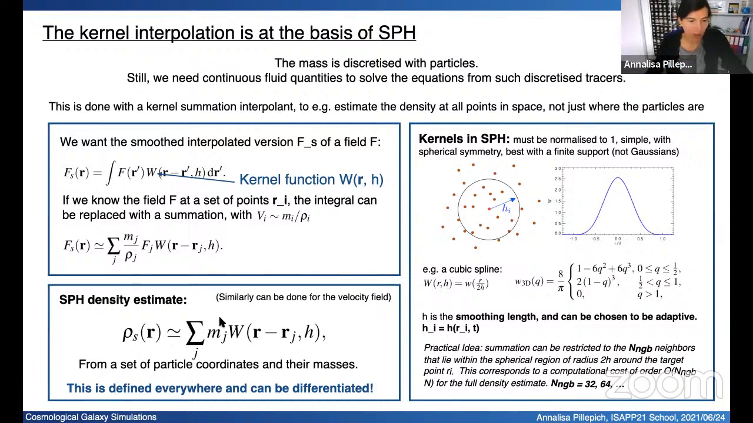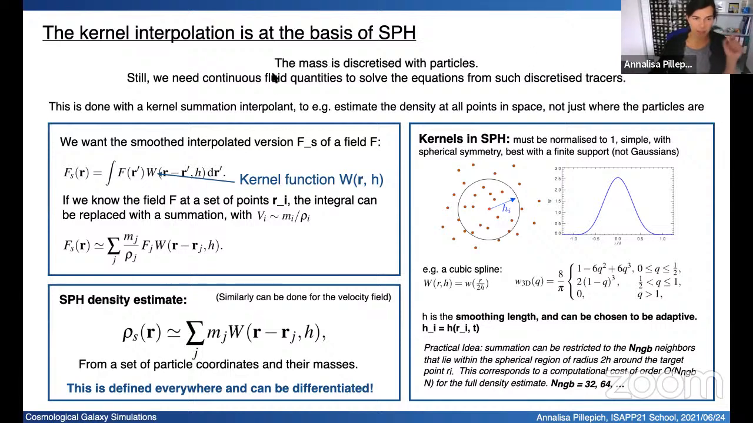In fact, what is typically done is that the summation, like on the left, is restricted to the number of neighbors that lie within a spherical region of radius, say, 2h, 2 times the smoothing length, around a target point that you are sampling. And this is okay, a reasonable computational cost. And typically the number of neighbors is 32, 64, etc. And this is the idea behind smooth particle hydrodynamics.